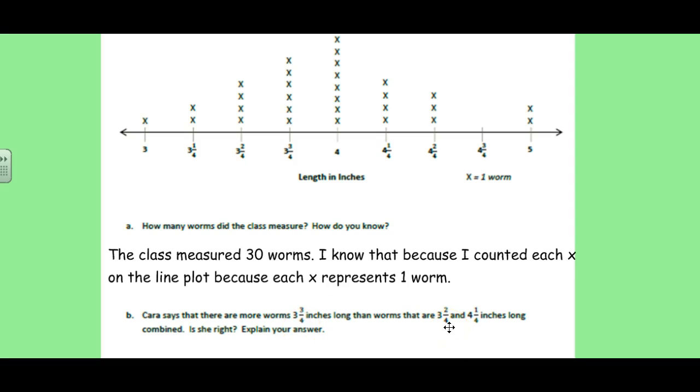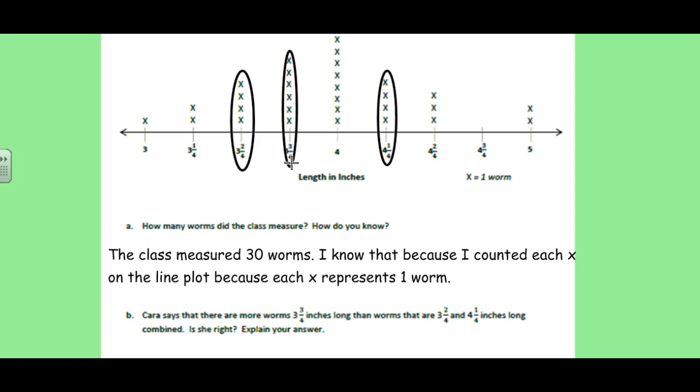So we need to look at the measurements for 3 2/4. So we're going to be looking right here. Well, let me get my different circle. 3 2/4, and then we're also going to be looking at 4 1/4. So I know that this has 4 X's and this has 4 X's, so those two measurements combined give me 8 worms total. And now I'm going to be looking at 3 and 3/4, and I see that 3 and 3/4 have 6 X's, so that means that there's 6 worms that measure 3 and 3/4 inches long.